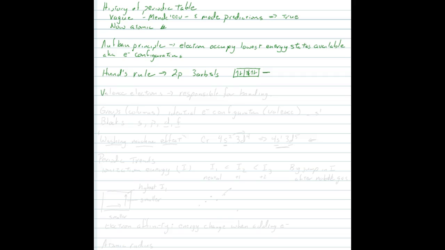Valence electrons are the electrons on the outside of the atom, the outer shell. These are the electrons responsible for bonding and therefore all of the chemical properties that are going on. These are the interesting ones for chemists. So these are responsible for bonding.